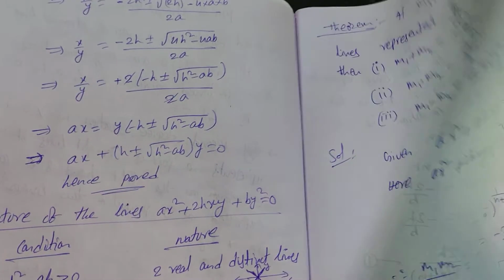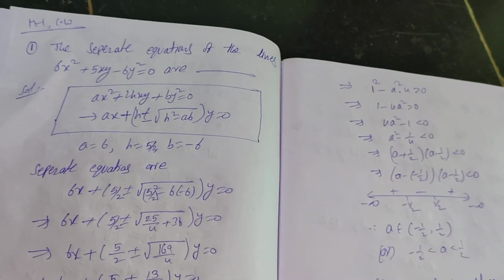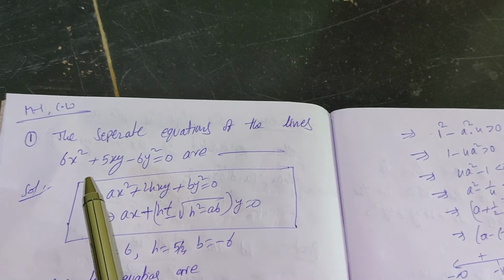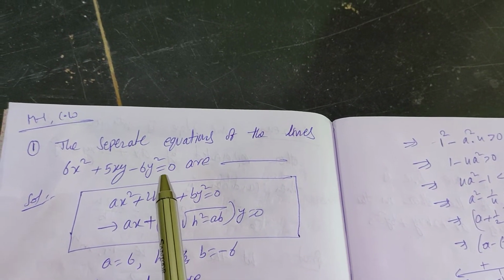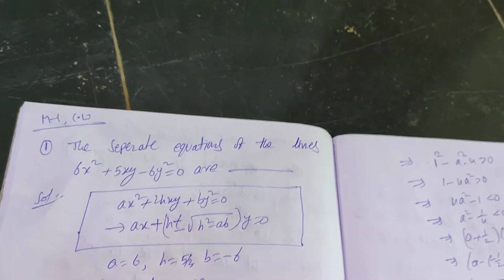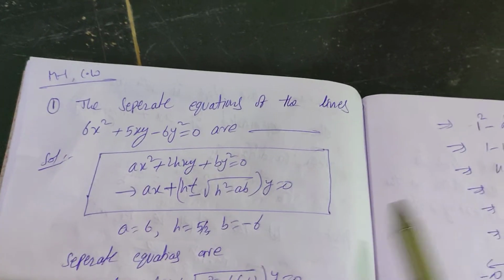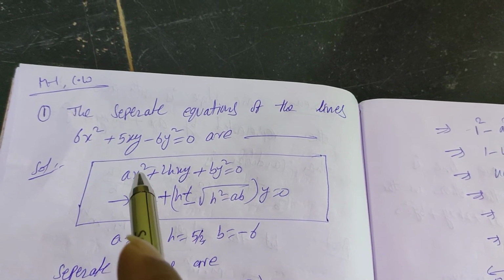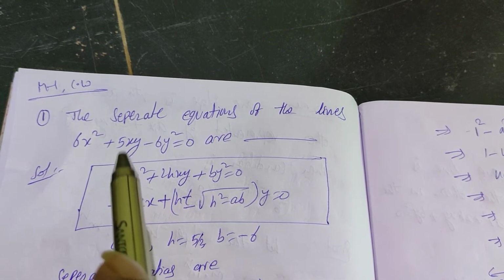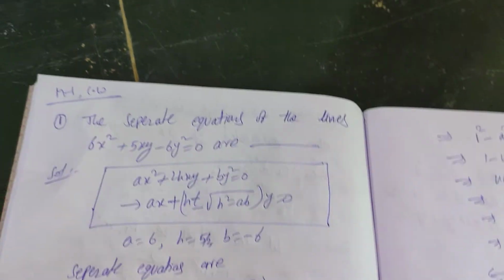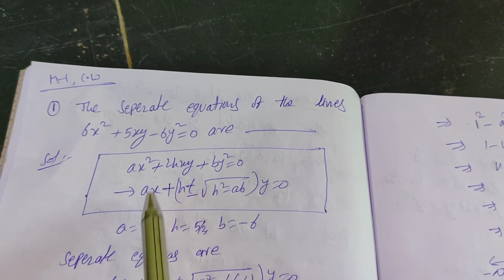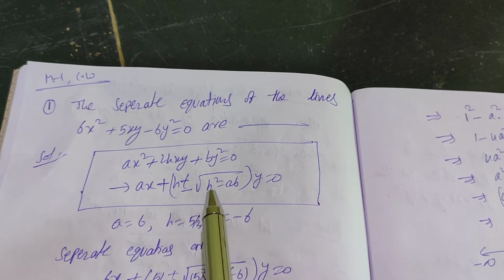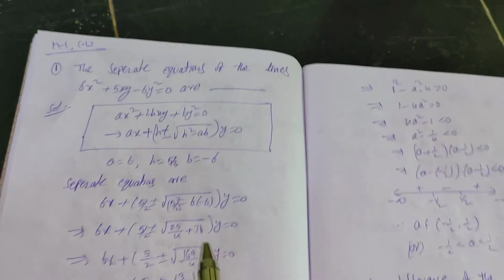So based on this one, if you take one example, see here: the separate equations of the lines 6x square plus 5xy minus 6y square is equal to 0 are... So module 1 classwork from our material. Okay, so what he is asking indirectly is to write the two linear equations of this equation. So what is the formula? For ax square plus 2hxy plus by square is equal to 0, ax plus h plus or minus root over h square minus ab into y is equal to 0.